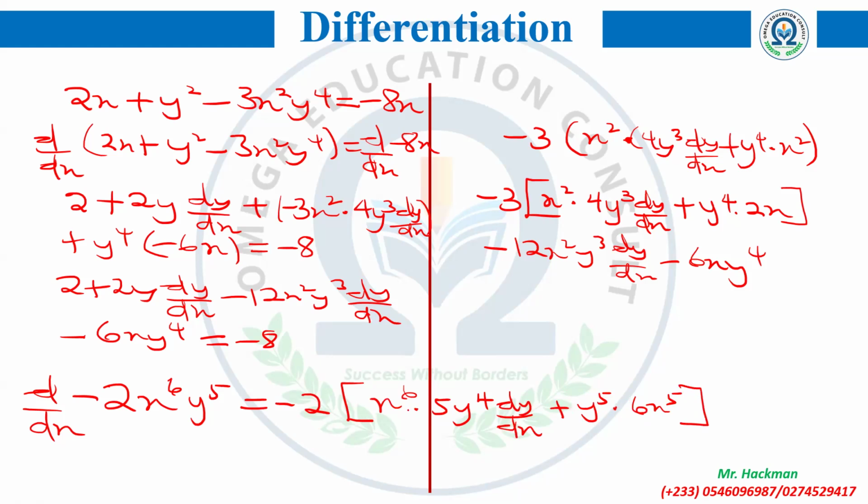At this point, if you like, you can simplify this, multiply this, then later push the negative 2 through, or you can combine the 2 at the same time. So I'm going to multiply negative 2 and all this. That will give us negative 10 x to the power 6, y to the power 4, dy dx. Then this times this will give us negative 2 times 6, which is negative 12, x to the power 5, y to the power 5. As simple as that, you are done.